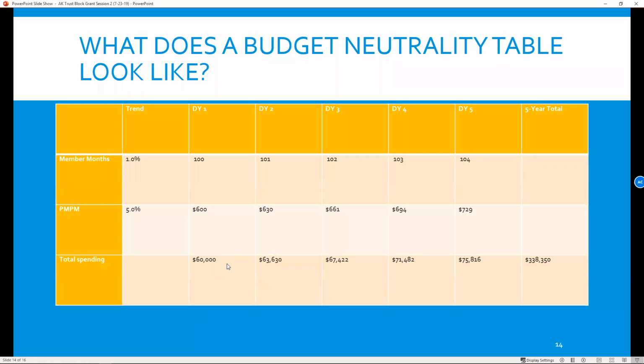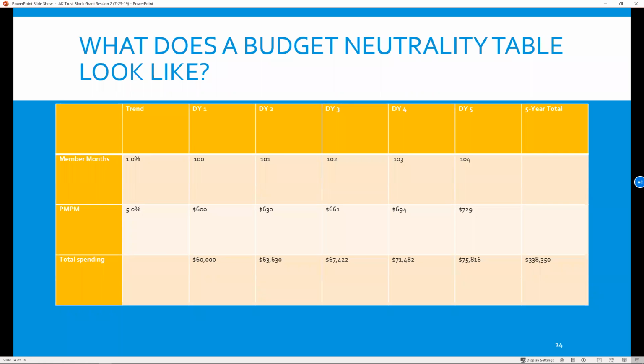And again, you multiply. In demonstration year 2, the 101 times the 630, which have now both been increased by 2 different trend rates. Now you're at 63,630. And you keep marching down, doing those same multiplications, and then you end up with a 5-year total. And again, it's that spending over 5 years, not necessarily what happens in year 1 or 2 or 4. It's the spending over 5 years.